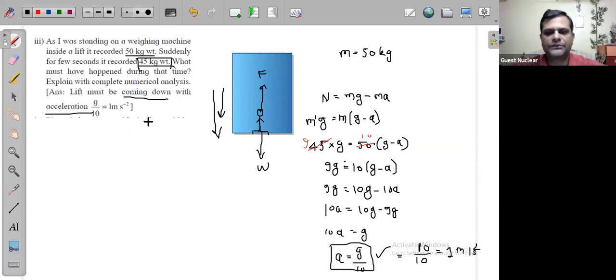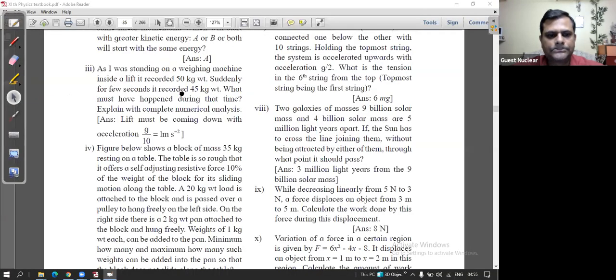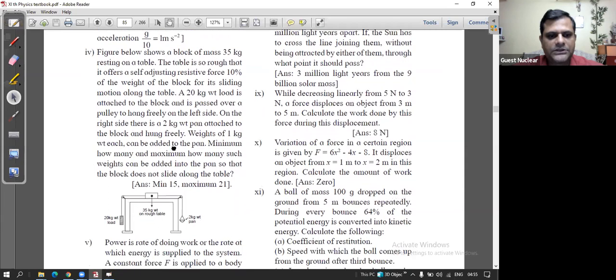Okay, so just take a screenshot of this, or if we have some doubt, we can discuss it in the chat box. Okay, let us go to the next question. It is a diagram based question actually.